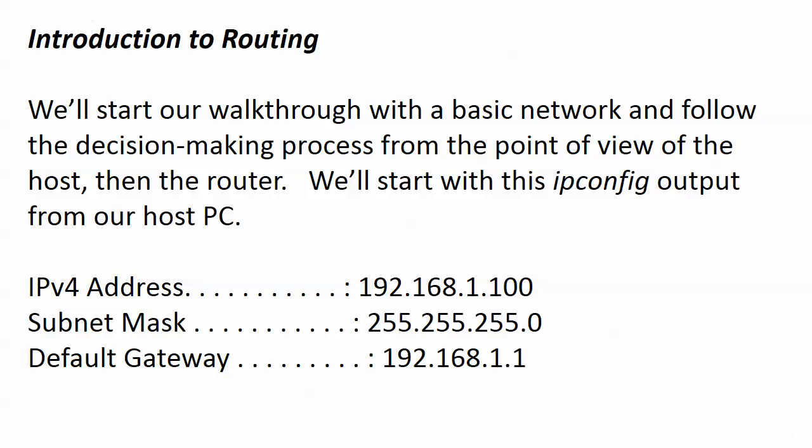And we're going to follow that decision-making process first from the point of view of the host and then the router. There's a slight change to the IP config output from the end of the last video that I showed you. I'm going with an IP version 4 address of 192.168.1.100. And that doesn't impact the gateway at all, doesn't impact anything really. I just wanted to change that last octet so it matched up with our diagrams, which is always a helpful thing. So we've got a /24 subnet mask, we've got a default gateway of 192.168.1.1.